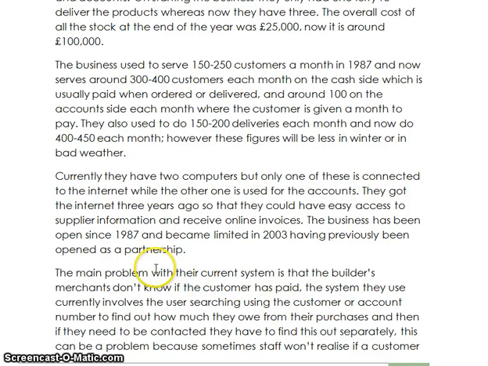So in this case, the main problem with their current system is the builders merchants don't know if the customer has paid. The system they use currently involves the user searching using the customer or account number to find out how much they owe from their purchases, and if they need to be contacted, they have to find this out separately. This can be a problem because sometimes staff won't realise if a customer has paid or not. So they're identifying the problem area.